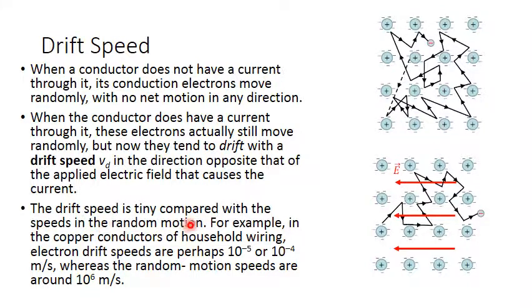This drift speed is tiny compared with the speed of the random motion. For example, in copper, the electrons move with a drift speed of order 10 to the power minus 5 to 10 to the power minus 4 meters per second, whereas the random motion speed is of order 10 to the power 6 meters per second. So it means that the drift velocity is smaller than the random motion speed by a factor of order 10 to the power 10.